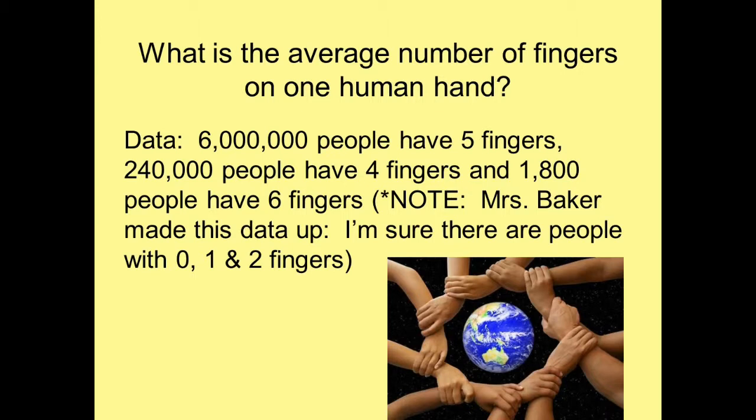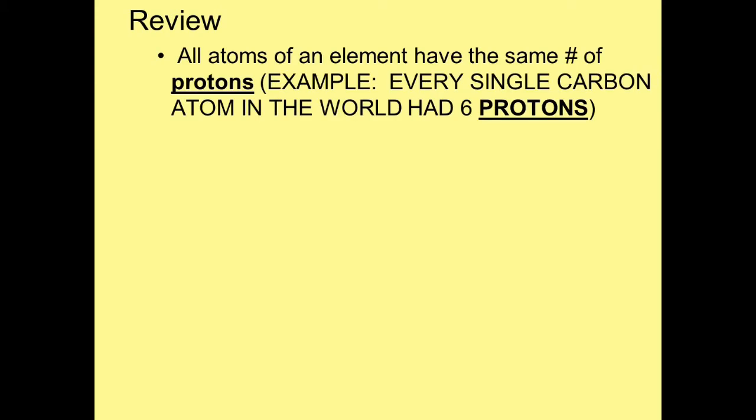You would have to take those percentages of how abundant each is, and calculate it that way. It's the same thing with atoms. As a review, every single atom of an element has the same number of protons. You can't change that. Every single carbon atom in the world has 6 protons. If it had 5 or 7 or 8, it would be a different element.